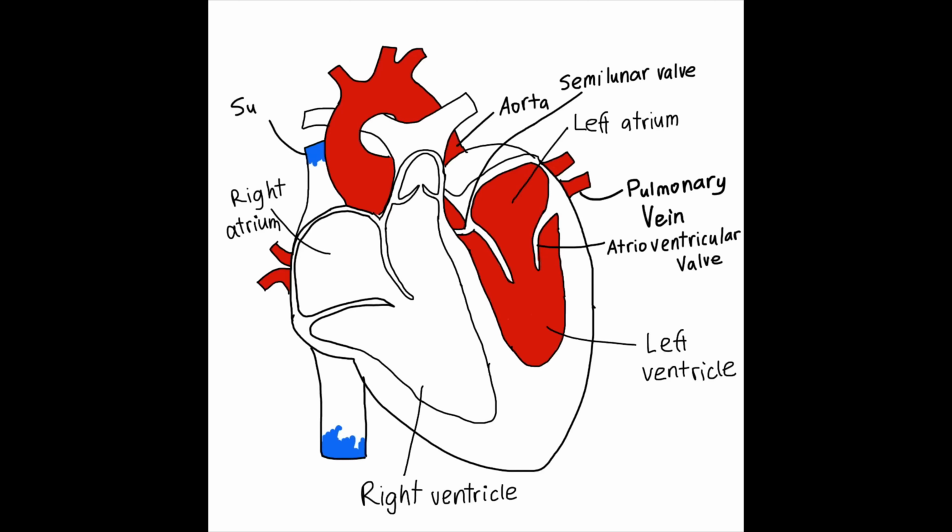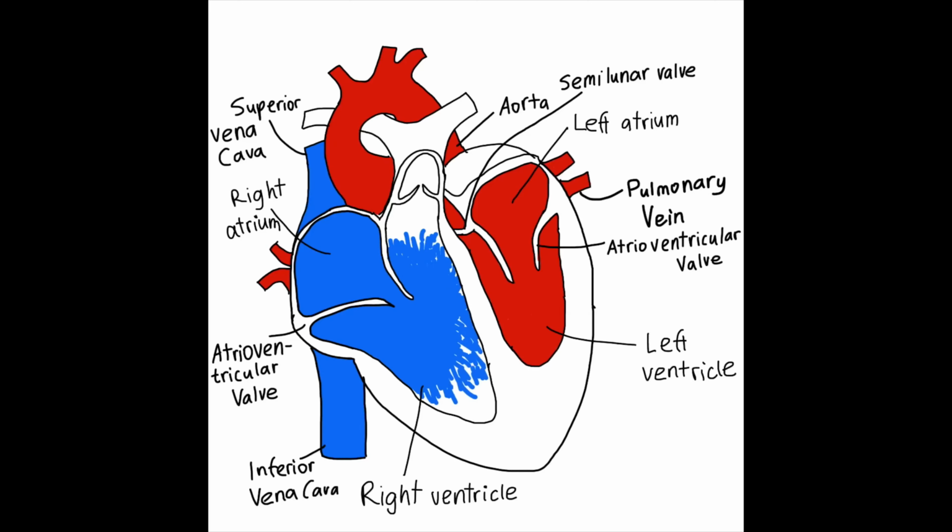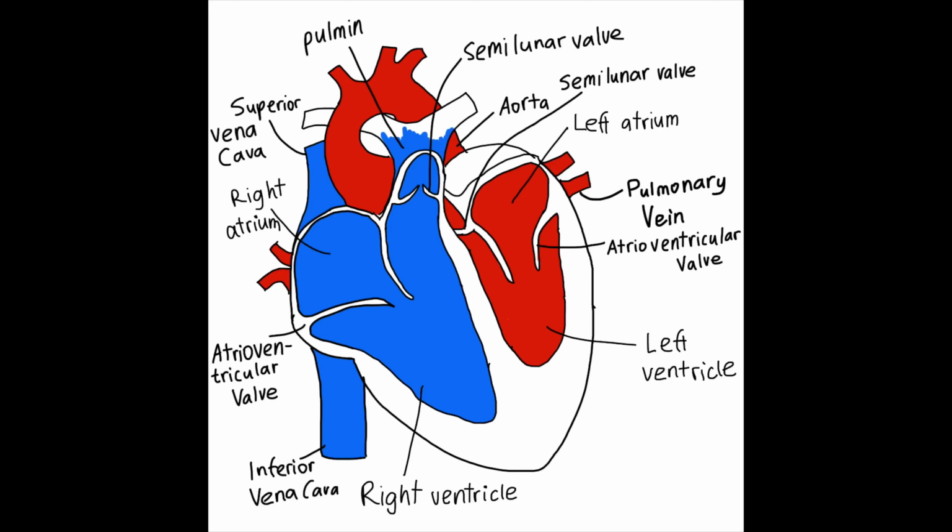The oxygen-deficient blood then returns to the heart through the superior vena cava and inferior vena cava. It enters the right atrium, from which it is pumped to the right ventricle by the atrioventricular valve. Next, it is pumped to the semilunar valve to the pulmonary artery. Once in the pulmonary artery, the oxygen-deficient blood travels to the lungs, where it is filled with oxygen once more.